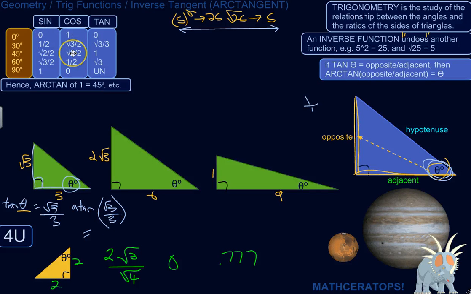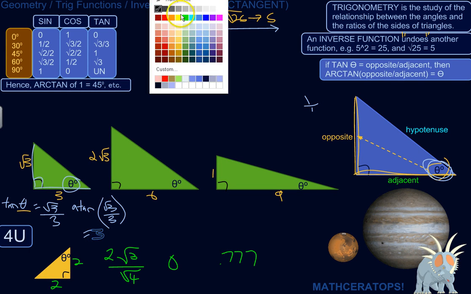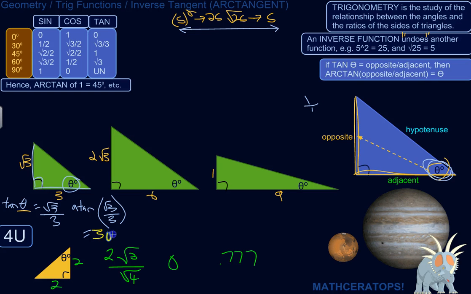So let's check our chart first, and if we don't have this ratio in the chart, then we just grab the calculator. So square root of 3 over 3, right there. So the tangent of a 30 degree angle is the ratio of square root of 3 over 3. Therefore, the arctangent of square root of 3 over 3 is 30 degrees. So our answer is 30 degrees.